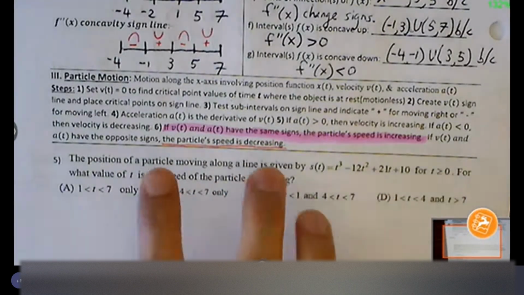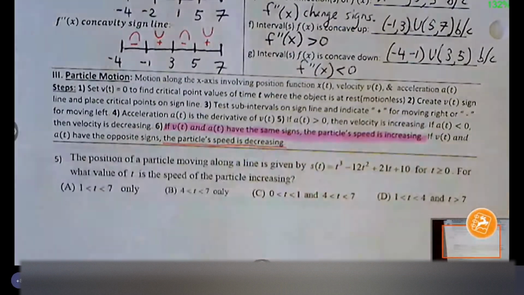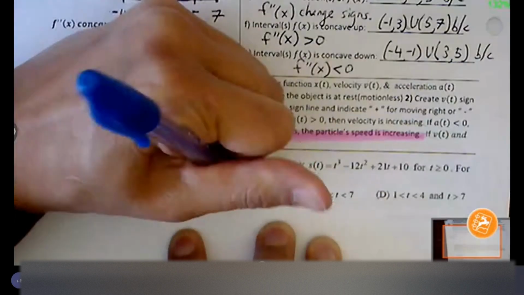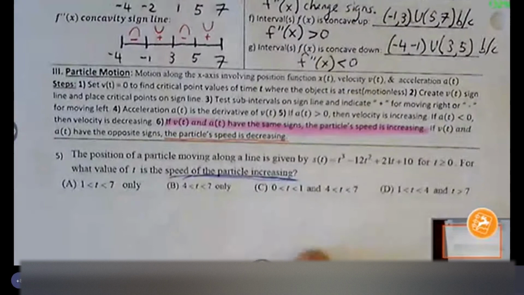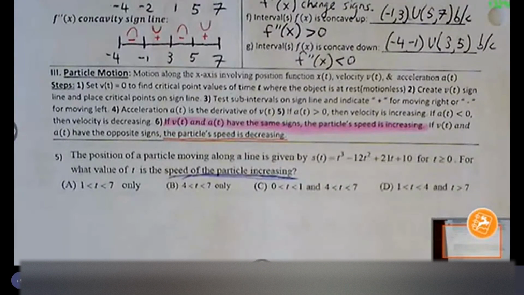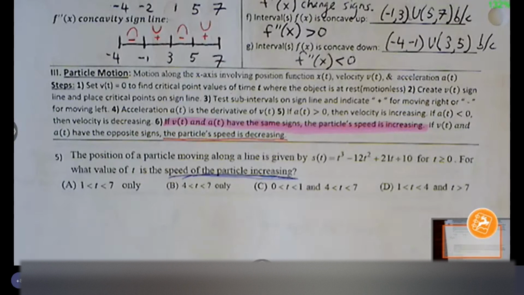Likewise, if I'm looking for particle speed decreasing, then I'll have to look for opposite signs. Sorry, I underlined the wrong thing here. This here, we're looking for speed increasing. So we want to identify where velocity and acceleration have the same signs. But we're going to gather information first, right? We're going to find a velocity, create a velocity sign line, find acceleration, develop the acceleration sign line. We'll line them up and see where we see the intervals having the same signs.